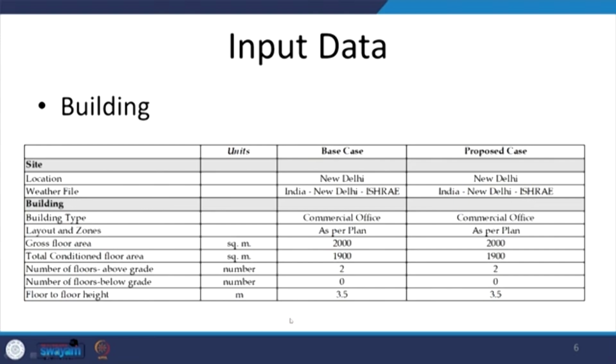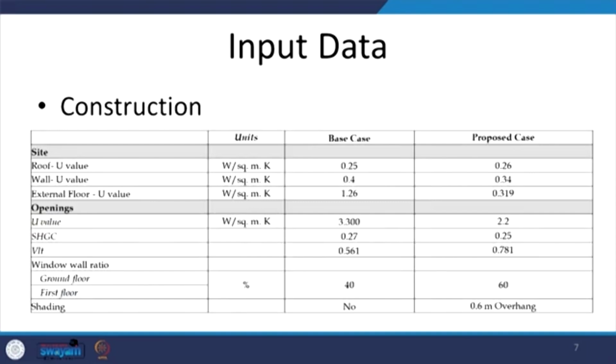Also, the broad geometry of the building will remain the same, where the building type, the layout of the building, the zones, the gross floor area, the total conditioned area, total number of floors below and above grade, and also the floor to floor height. So, since all these parameters have to remain the same, it is easier for us to copy the base case as proposed case, a new file, and then go ahead with the changes. Now, let us quickly look at the changes which we are proposing.